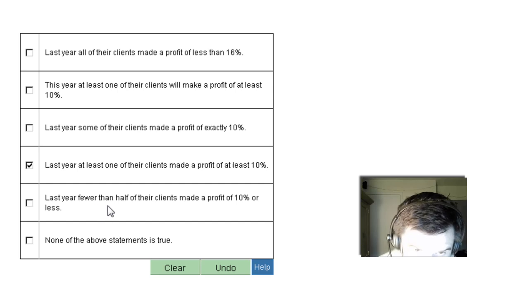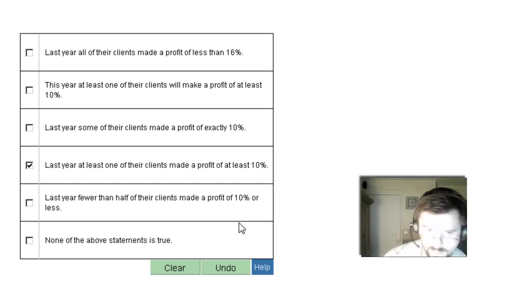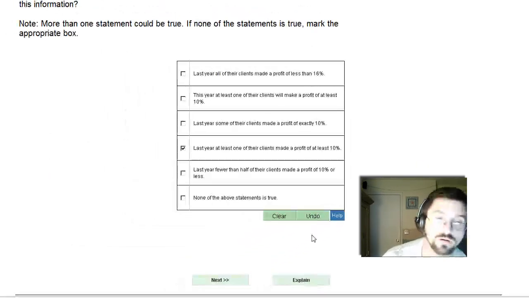Last year, fewer than half of their clients made a profit of 10% or less. We don't know anything about where the average divides up the data, right? We talked about this in the earlier part of the video. And typically what you find, I think, as you do these is you only check off one box. So we are done here.